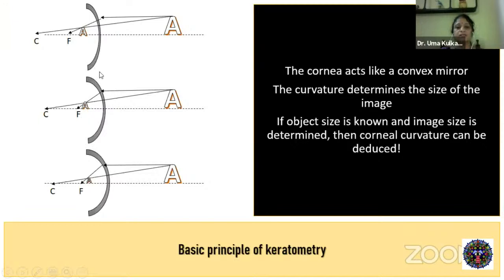So this is the basis for keratometry. The basis for keratometry is that if we know the object size and we know the image size, which needs to be calculated, mathematically we can calculate the curvature of the cornea. So this is very simple, and this forms the basis for keratometry.